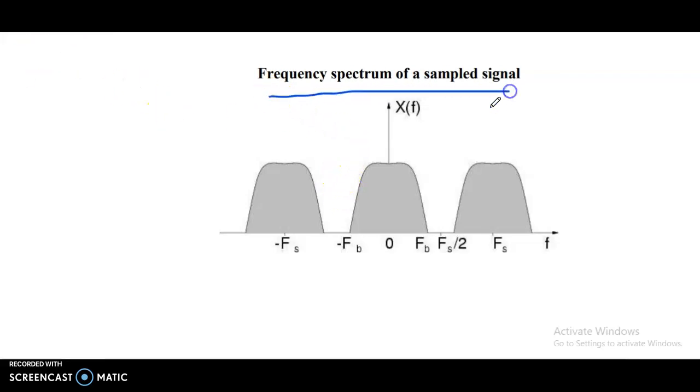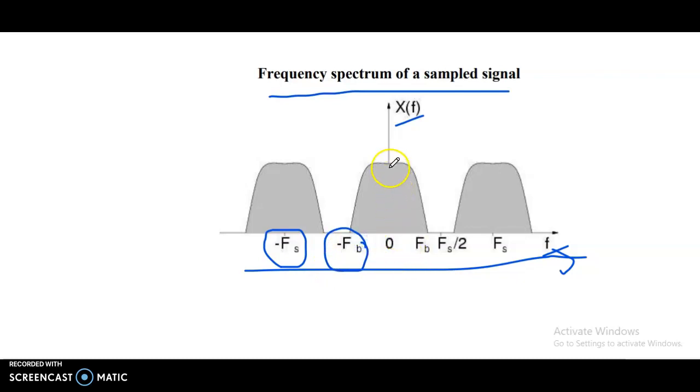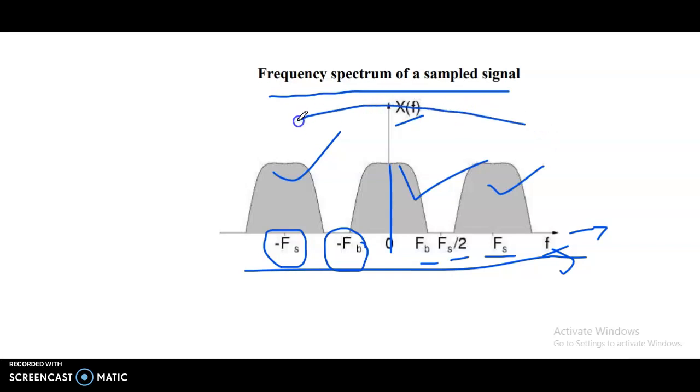Frequency spectrum of a sampled signal, total frequency, this one. Here X of f, here minus fs, sorry, fs minus fb, 0, fb, fs divided by 2, fs going up. This is the sampled signal, the frequency spectrum of the sampled signal.